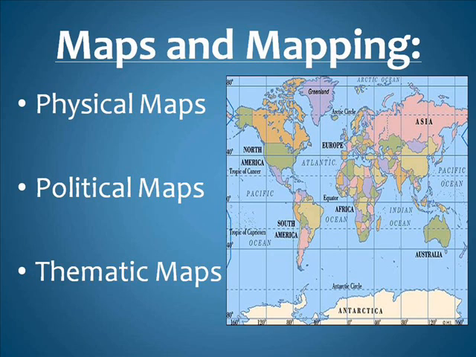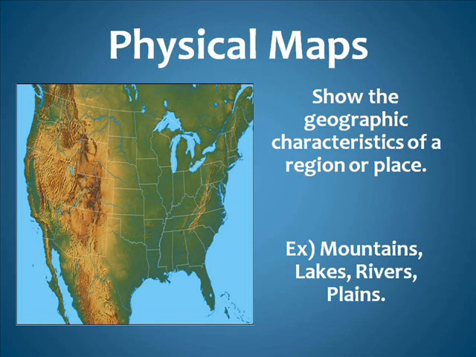So now that we've looked at artifacts, primary sources, secondary sources, let's move on and do a little bit more with maps and mapping. There are three types of maps that we are going to be working with throughout this year and next year. They are physical maps, political maps, and thematic maps.